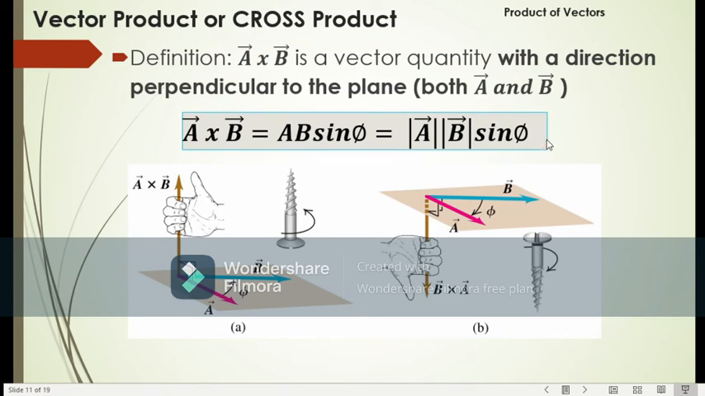Using an equation form, A cross B is the same as the magnitude of A times the magnitude of B times sine phi, where phi is the angle between vectors A and B.